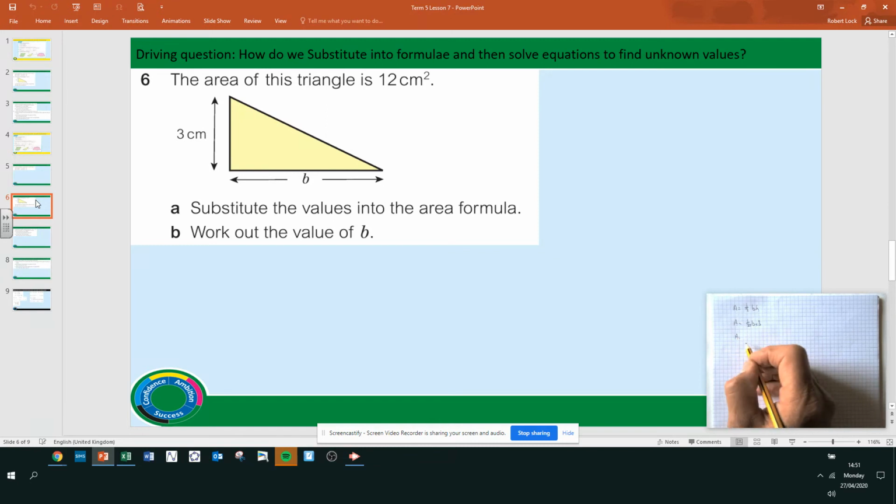Area equals... we now want to get... the area is 12. So rewriting this out, 12 equals half times B times 3. We're going to get rid of the half and the 3. Now what's half?